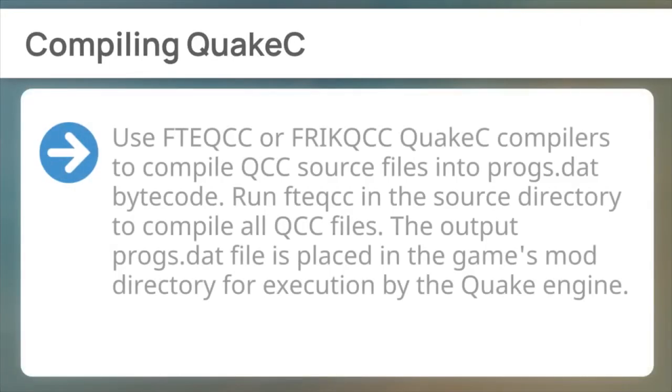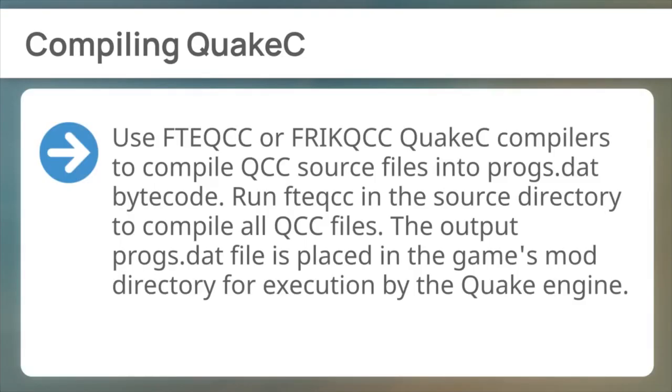First, compiling QuakeC. Use FTEQCC or FRIKQCC QuakeC compilers to compile QC source files into progs.dat bytecode. Run fteqcc in the source directory to compile all QCC files. The output, progs.dat file, is placed in the game's mod directory for execution by the Quake engine.